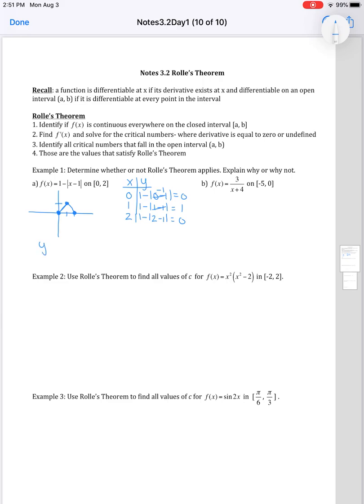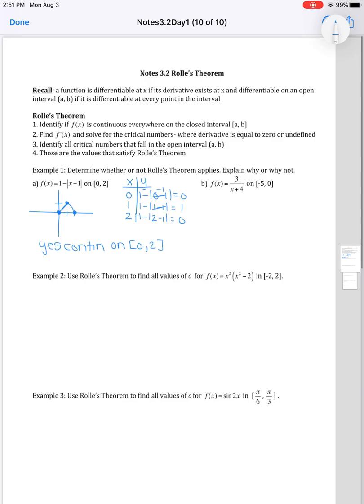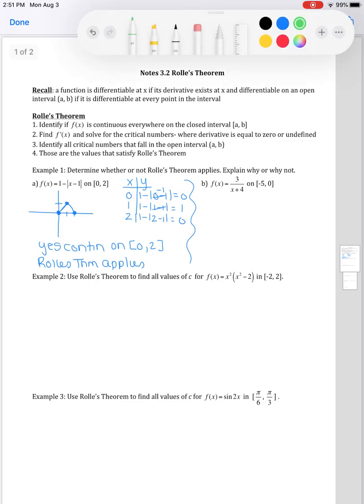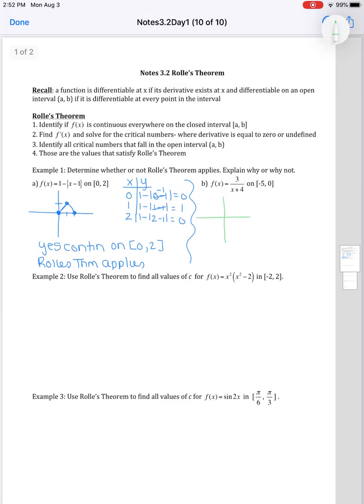So it says, determine whether Rolle's Theorem applies. So identify if the function is continuous on the closed interval. So yes, it's continuous on the closed interval from 0 to 2. Okay, so since it's continuous, we can then say that Rolle's Theorem applies. And that's all you're doing for this part. We're not focusing on actually figuring out the values. That'll be later on. The directions will also change.